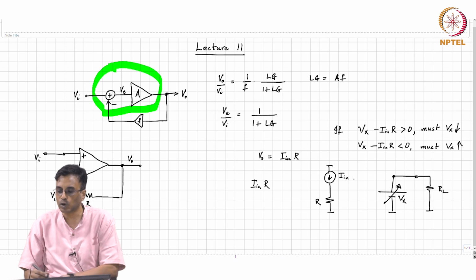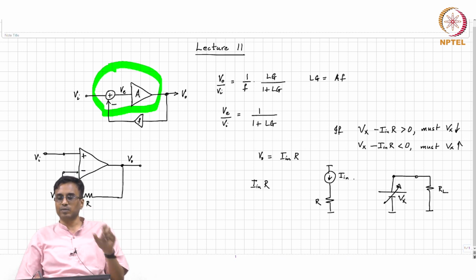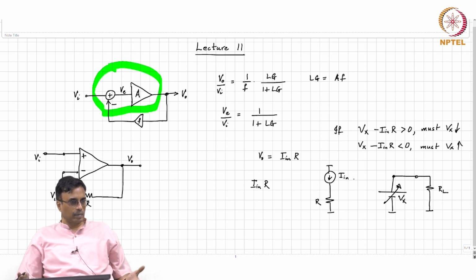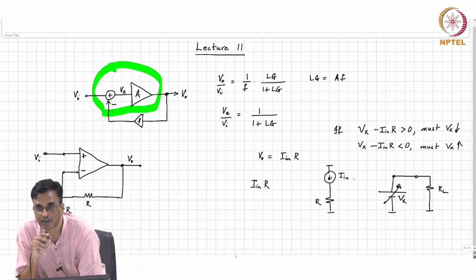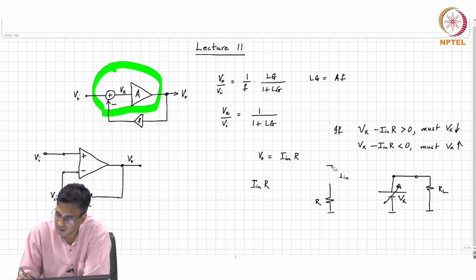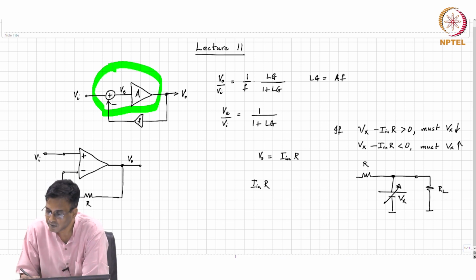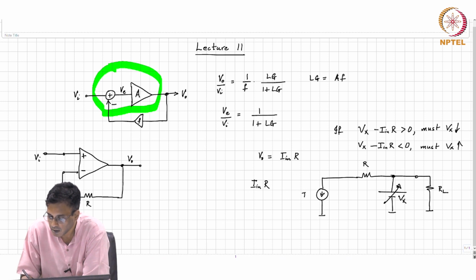So in other words, I need to compare Vx minus In times R with 0, correct. So any suggestions on how I can find Vx minus In times R? How can I generate that voltage Vx minus In times R? Yeah. So basically you recognize that you simply connect a resistance R at the output of Vx and then pull a current In like this.